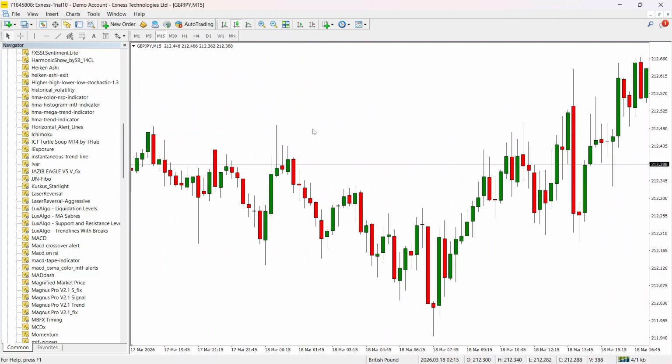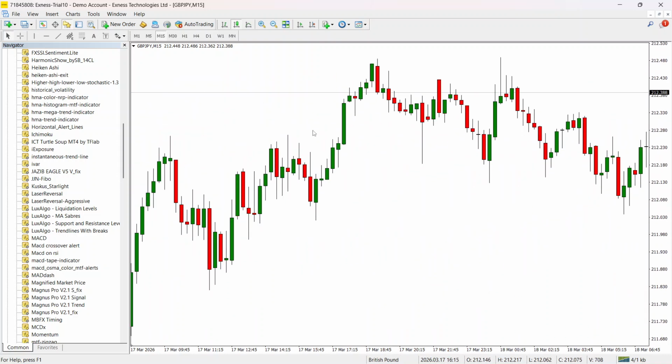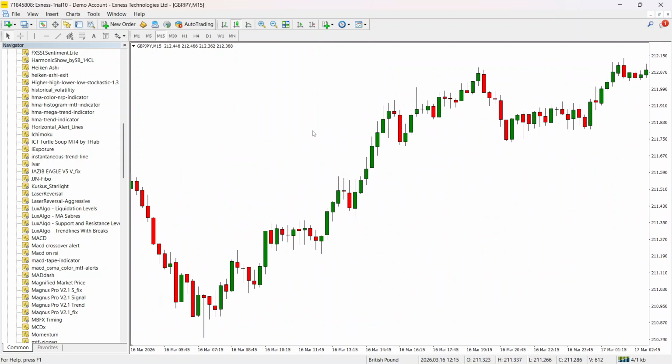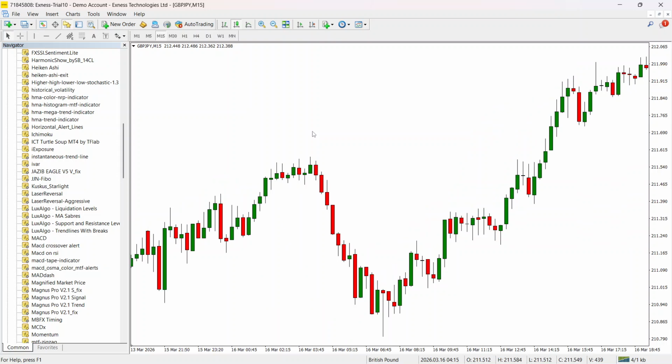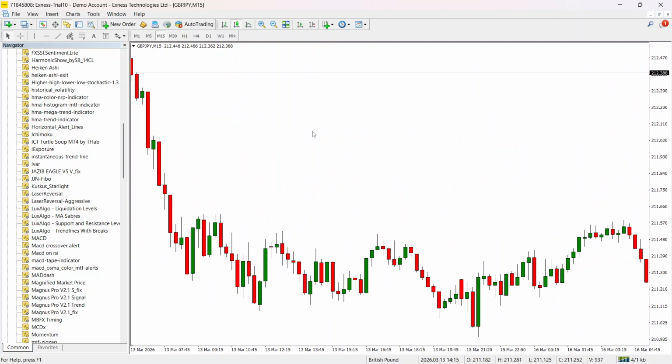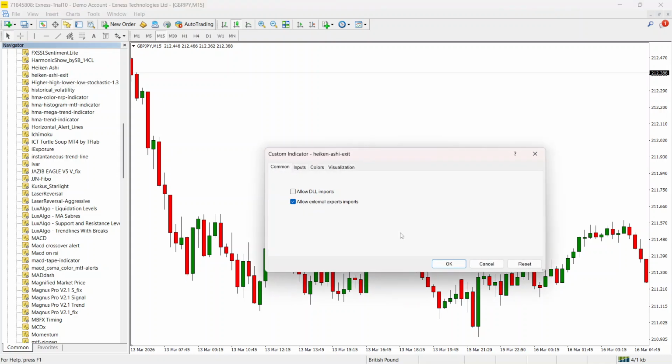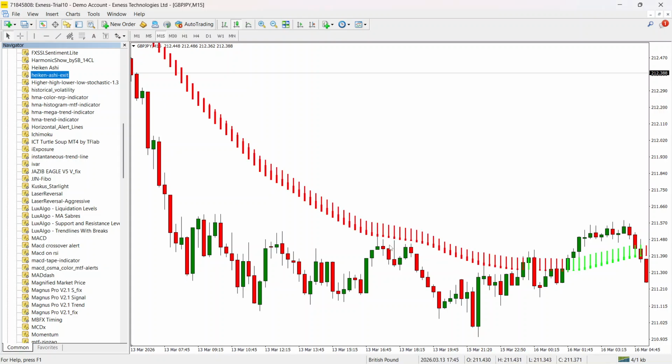This tool uses smoothed Heiken Ashi logic to highlight potential exit points from trades, giving you a visual way to manage trade closures rather than guessing when a move is over. I'll load the indicator on the chart so we can have a better understanding of how it looks.